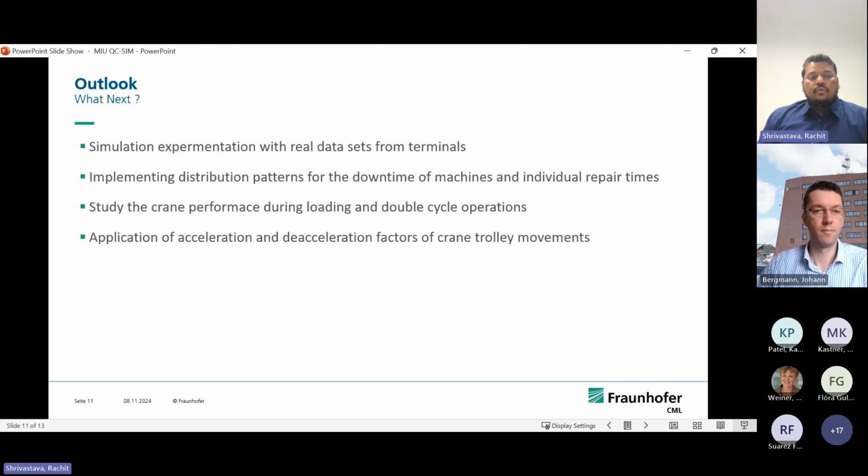And then we also want to look into the crane performances, that is not just in the discharging, but also in loading and double cycle operations. And also we want to implement the acceleration and deceleration factors of the trolleys. There are many more factors that we are looking forward to implement in the model. And I would say that this would be synthesized or tailored based on the requirement of the industry.